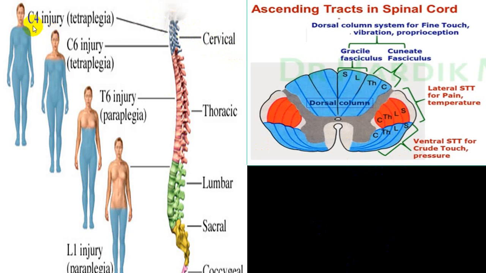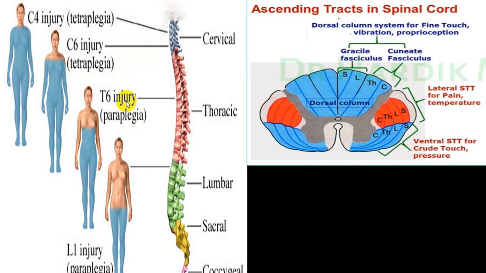If we get an injury at the C4 level of vertebra, at that level the C5 spinal cord segment comes. So we will have a quadriplegia, or we call it tetraplegia. So all four limbs will be involved. If we come down to C6, again the chance of tetraplegia will always be there.